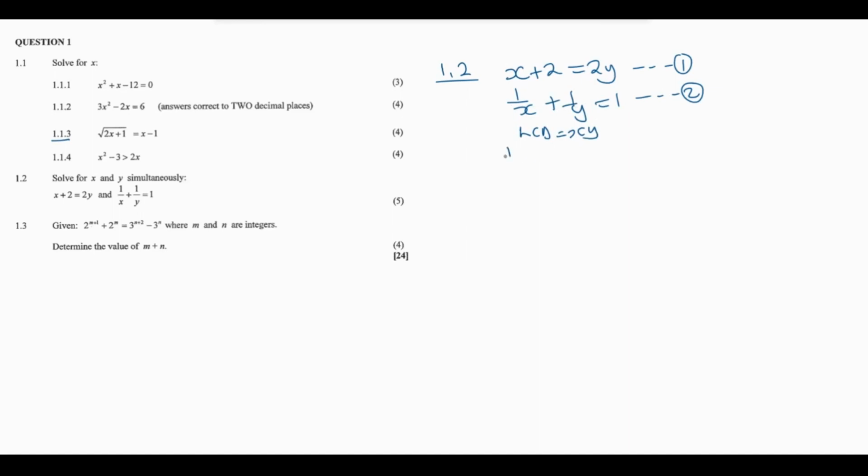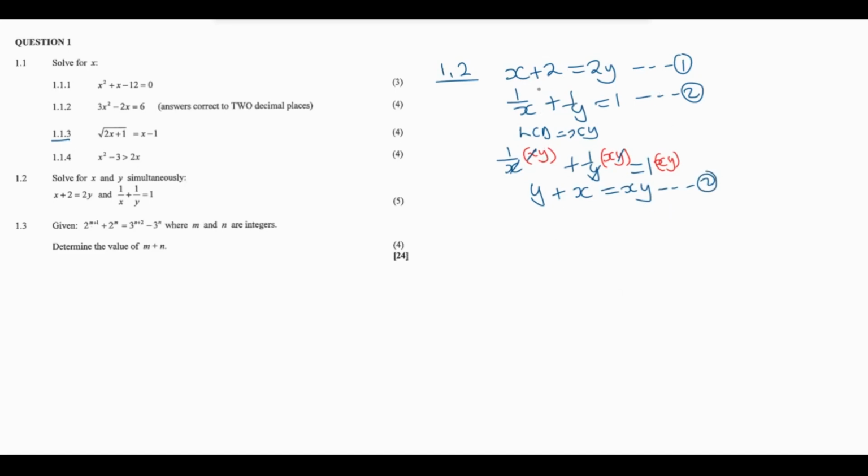So we multiply 1 over x by xy, then plus 1 over y times xy, we multiply everything by xy, is equal to 1 times xy. Then what do we get? x divided by x is 1, y divided by y is 1. So we remain with y plus x is equal to xy. It's still equation 2, we just rearranged it.